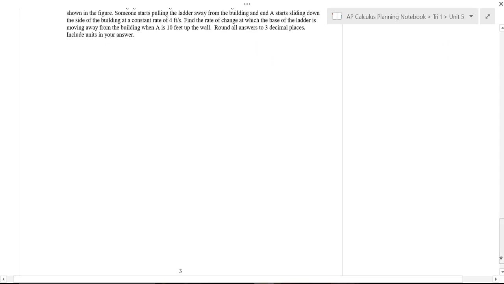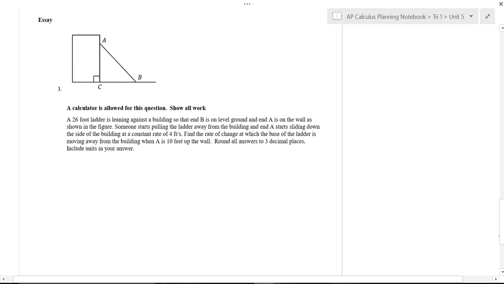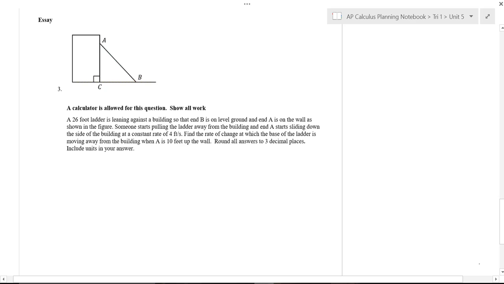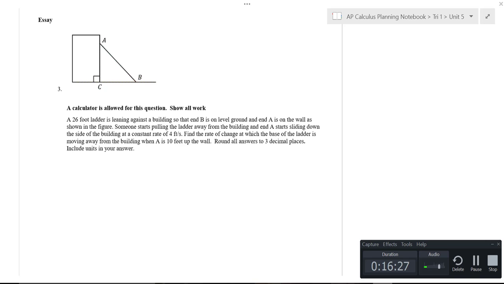All right, very last one. We are looking at some related rates, implicit differentiation. Let's go for it. A calculator is allowed for this question. Show all work. Great. A 26-foot ladder is leaning against a building so that end B is on level with the ground and A is on the wall.